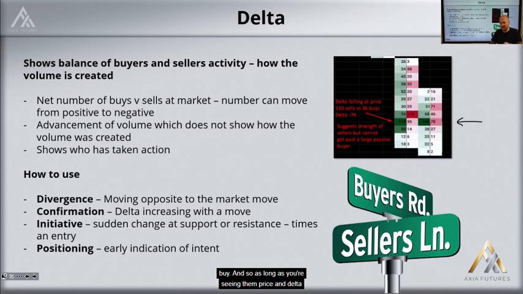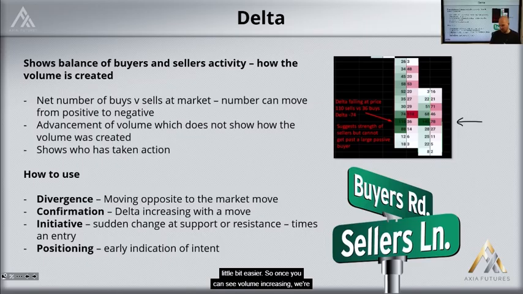As long as you're seeing price and delta going together, you can assume the move is still alive. Even if you're seeing that volume is beginning to fade, the fact that people are still willing to drive that move indicates the move is alive. Also initiative, and this is what volume won't help you with. Volume's very difficult to notice as it's happening, whereas delta's a little bit easier.